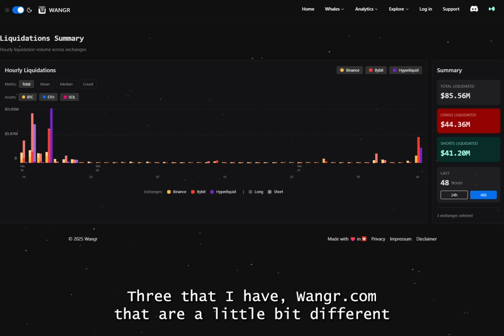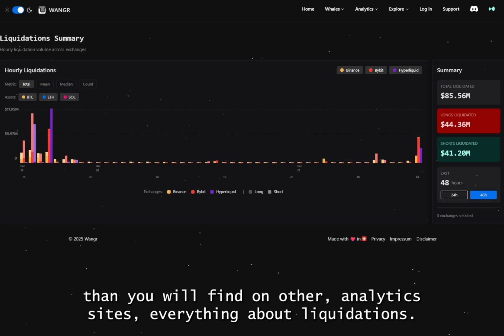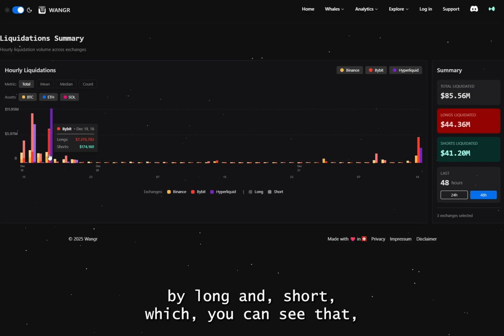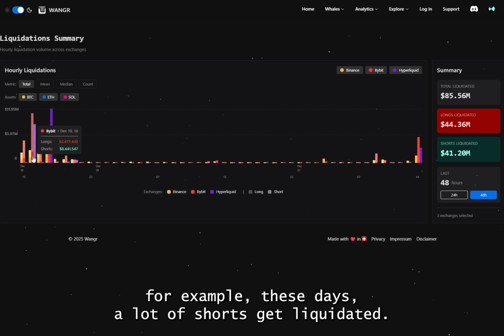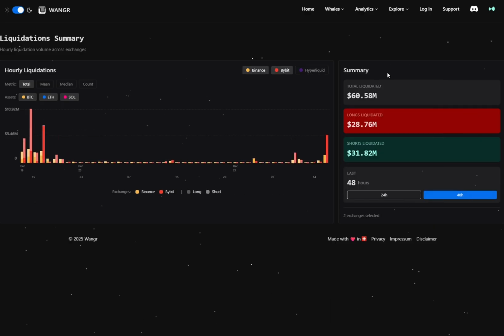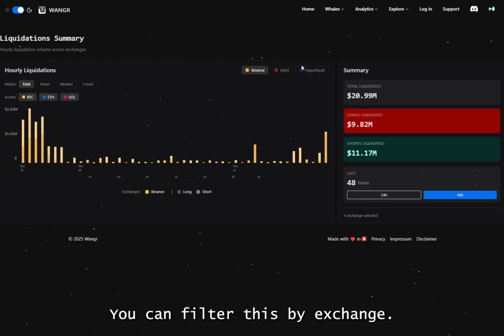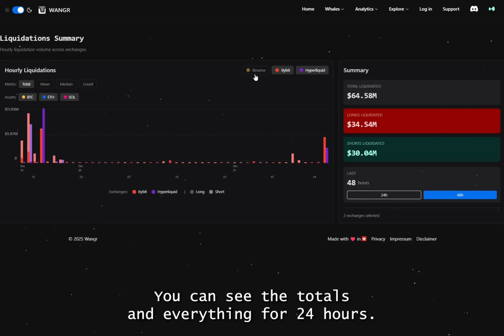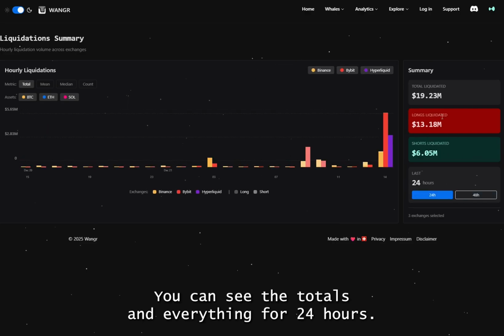The other two features, three, that I have on Wanger are a little bit different than you find on other analytics sites. Everything about liquidations. So I aggregate the hourly liquidations by long and short, which you can see that, for example, these days a lot of shorts get liquidated, and shortly after, all of the longs get liquidated. And you can filter this by exchange, Binance, Bybit, Hyperliquid, or just Hyperliquid, for example. You can see the totals and everything per 24 hours.